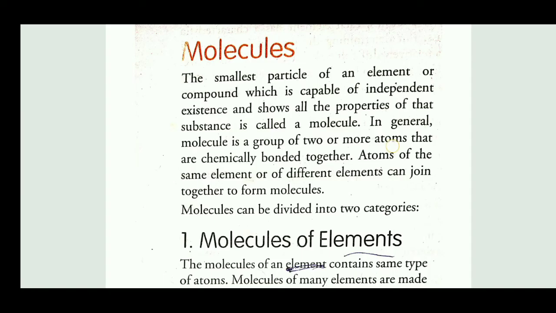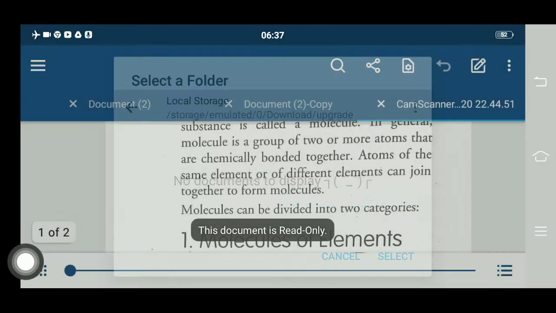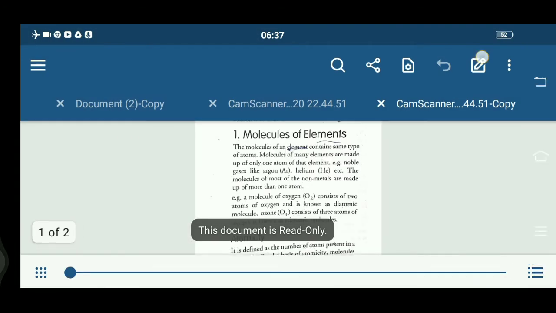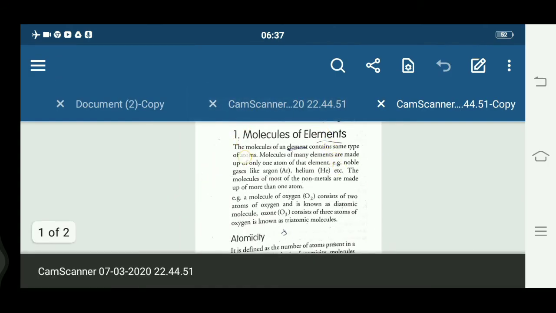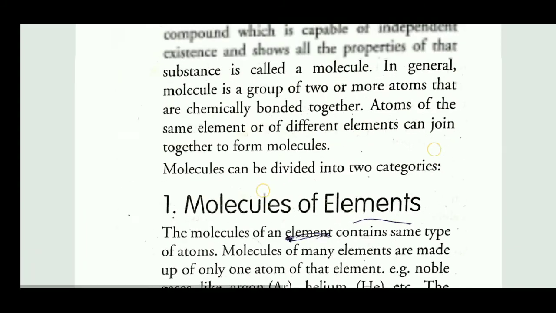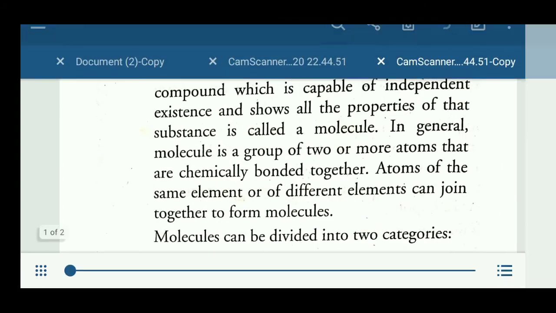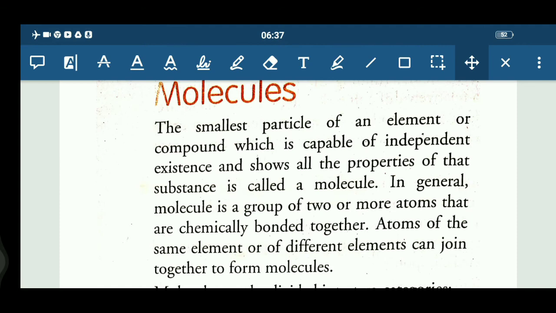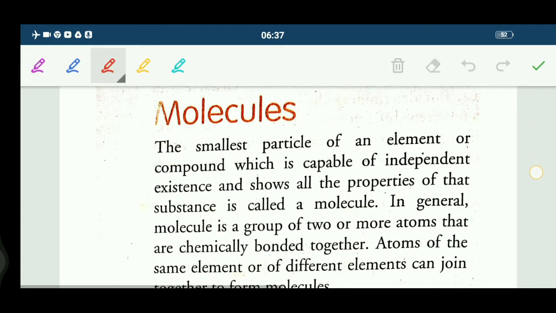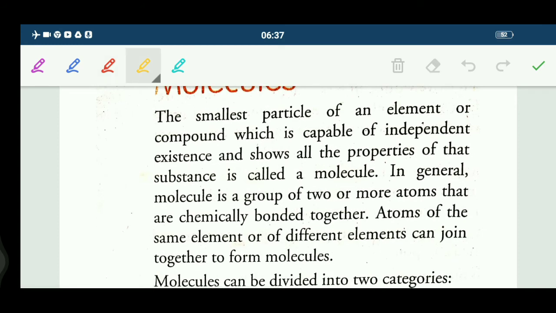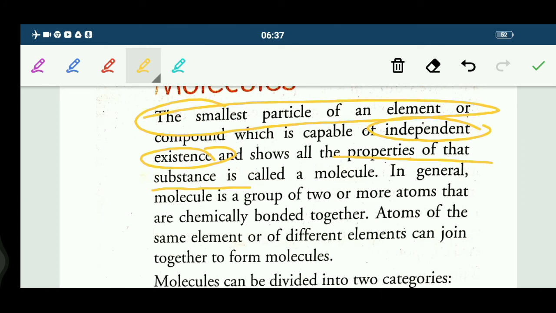Alright, now coming on to the next that we have, which is the molecule. We should know what exactly we mean by this term, molecule. I would like to zoom it for you here now. See. The smallest particle of an element or compound which is capable of independent existence and shows all the properties of that substance. So we can say the smallest particle of an element is said to be the molecule.